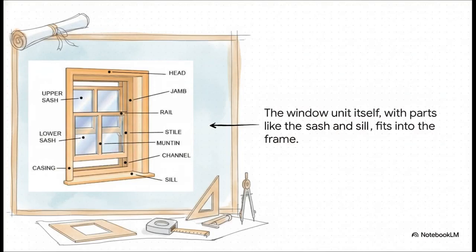And then you have this, the actual window that gets installed. Now this isn't part of the wall's structure, it's its own little self-contained unit. It has its own parts, the sash that holds the glass, the sill at the bottom. The whole thing is designed to just slot right into that opening we just framed out.